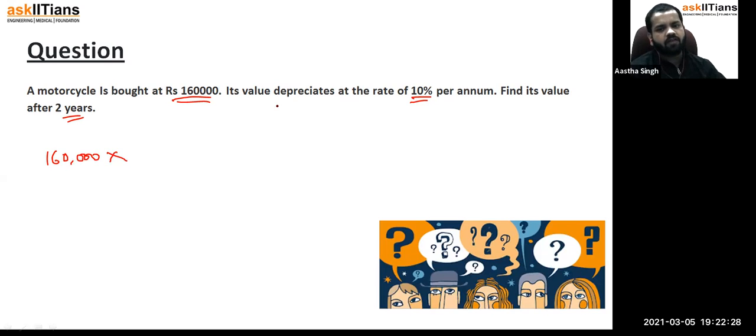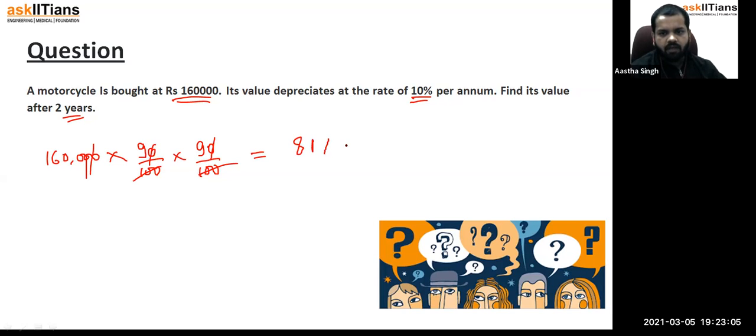So it means after 1 year, its value will be 10% depreciated. It means 10% value will be less, so the remaining will be 90%, 90 by 100. This is the value after 1 year, and for 2 years, again this value will become 90 by 100. Got it or not? So what will be the answer? Just cross two zeros will cancel out two zeros. Again two zeros will cancel out these two zeros.